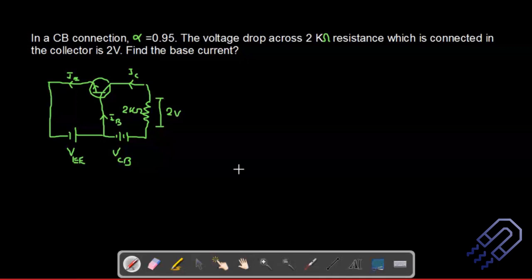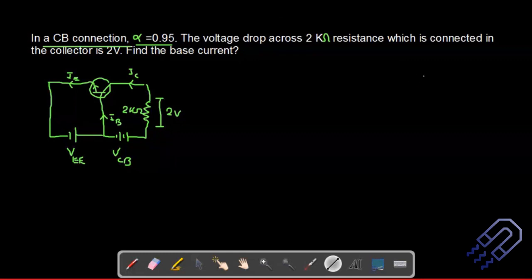So the question says that you basically have a common base connection. Common base connection means that the base is common to both input and output, and you get a lot of questions where they are talking mostly about common base connection. Okay, and then the alpha, that's the current amplification factor, if you remember. So what we know here is the current amplification factor.